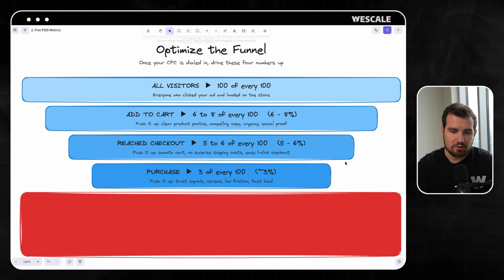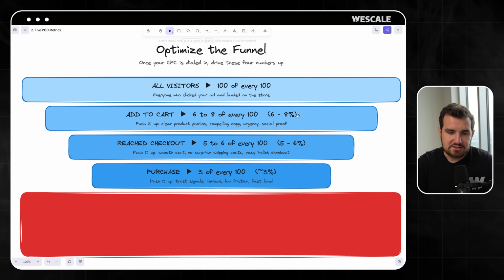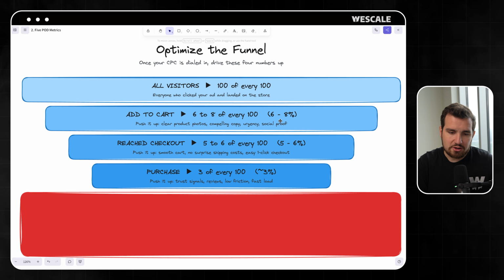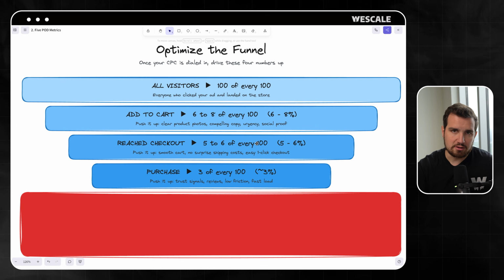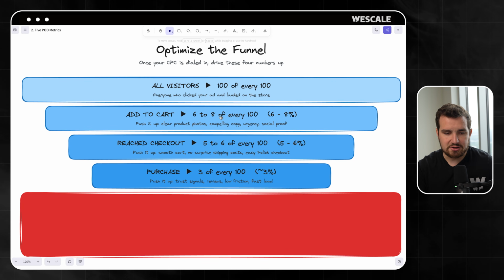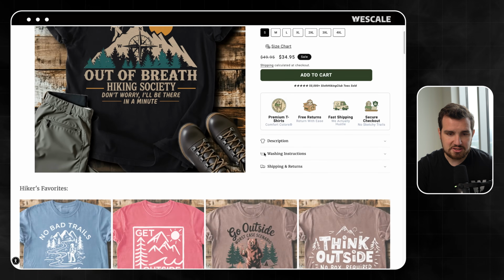And I encourage you, if you're currently running a brand or you're about to, just keep this in your back pocket as a frame of reference, because the difference between a store that has a low add to cart rate versus a low reach checkout rate means totally different problems that we're solving for. For example, if it's the add to cart rate that's the issue, we know that means we just have to fix the pages where people are able to add to cart, which is this page here.